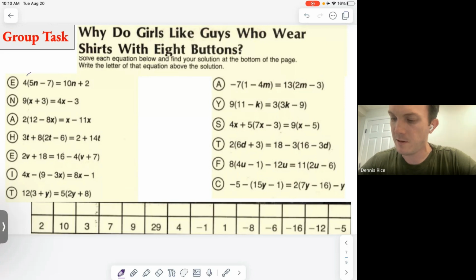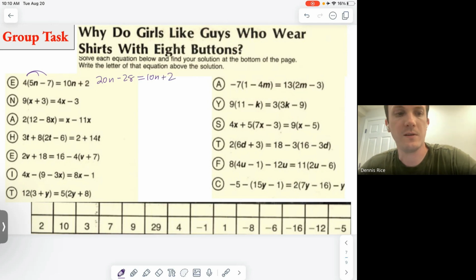Let's do the first one. So you distribute, and obviously we're time dependent here. We don't know if we'll get to finish all these. Was there 20? No, 7 and 6. That was 13. Okay. 10n. I move the 10 to the left. And if I push the 28 over to the right, I get 30. For the first one, we're going to get n equals 3.